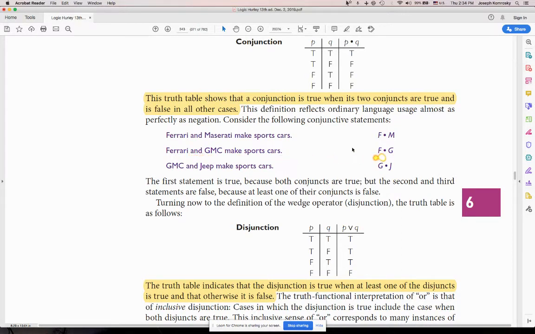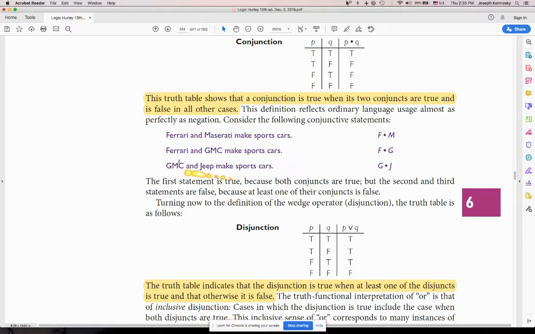So Ferrari will do F and then GMC will do G. Okay, F.G. So is it the case that Ferrari makes sports cars? Yes. So we have a conjunct that's true. And then what about the second one, GMC? Do they make sports cars? As we know, and if you didn't know this, you just have to look it up. They don't. So this is false. So we have a true and a false. So what's the whole truth value of this conjunction? False. For the second one, right? Because if we have any side that's false, the whole thing's false. They both have to be true for the whole thing to be true.